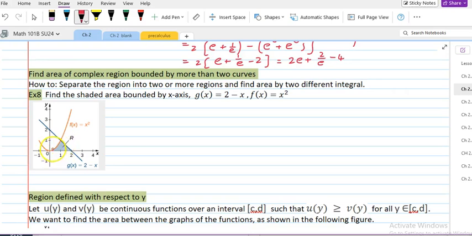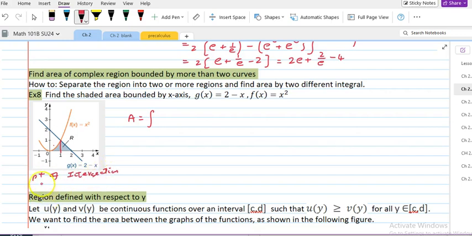So if you look at regions above the x-axis, we're always looking at what is the top and what is the bottom. If you separate it into two, you can see that on the left-hand side, the top is x squared and the bottom is the x-axis, y equal to 0. And on the right-hand side, the top is 2 minus x, and the bottom is the x-axis. So the area would become, on the left side first, from 0 to... is this actually 1? Let's check the point of intersection of the two curves. It seems like it is 1.